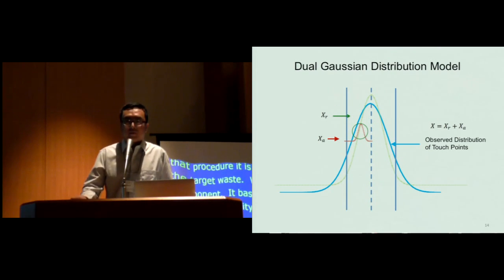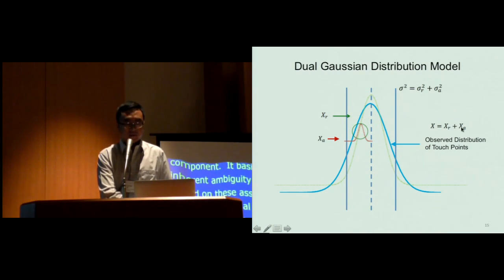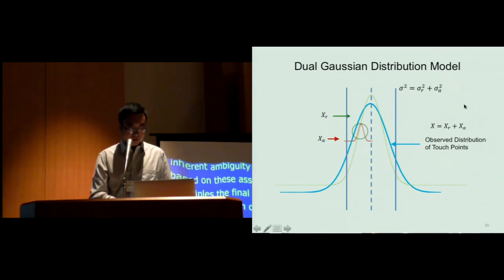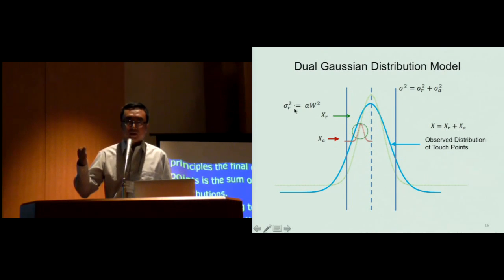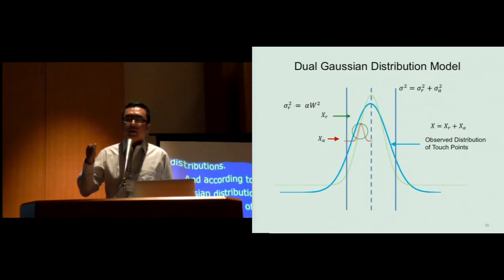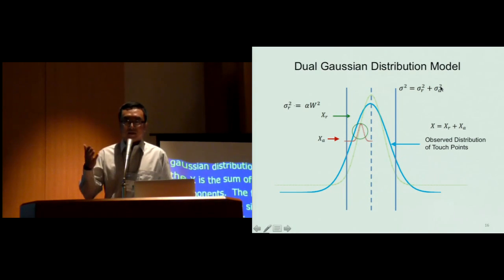And according to the properties of Gaussian distributions, the variance of X is the sum of the variances of these two components. For the first component, as I explained before, sigma r, we assume that it's proportional to the target width. It's a relative component. It shows to what degree you will use the width of the target. The second component here, sigma a, reflects the property of the finger, the ambiguity. So it's a constant. It's independent of the task itself.